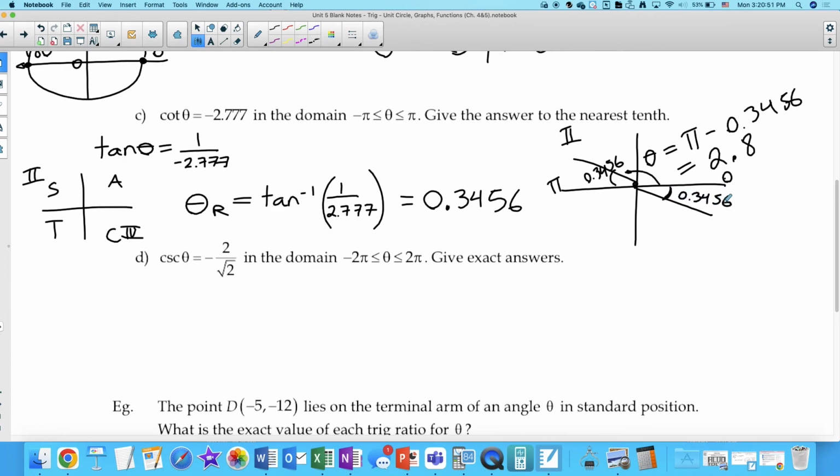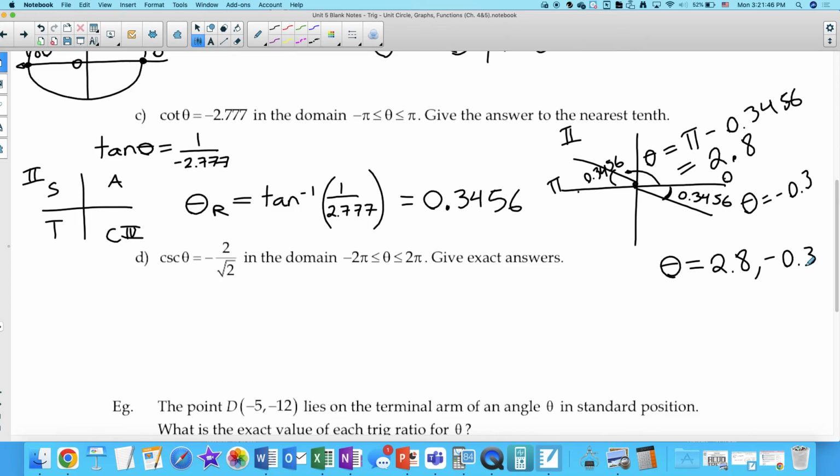Okay? Now, here's where you can kind of skip a little bit in terms of looking at your domain and realizing, okay, 0 to negative pi is this way. So this angle is going to be negative 0.3456, or negative 0.3 to the nearest tenth. Okay, so those two angles would be 2.8 or negative 0.3. If you wanted to work out the positive, going counterclockwise, it would be 2 pi minus that. But then you'd have to subtract a multiple of 2 pi to get the coterminal one, which has that negative value. Which is where the pictures can really help.